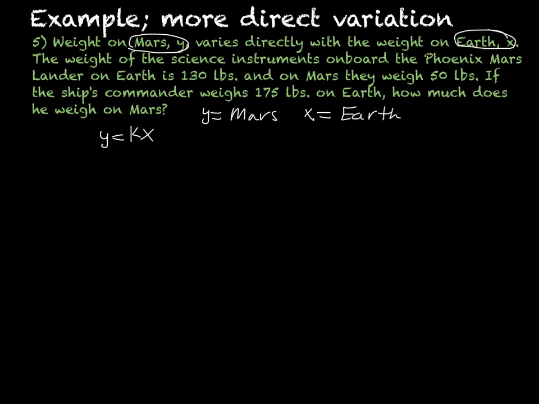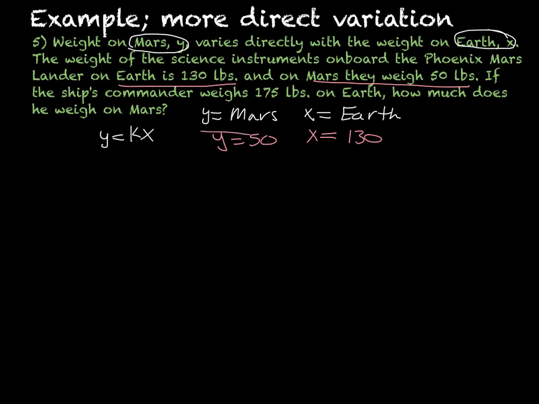Okay, now the weight of science instruments on board this ship, Phoenix Mars Lander, on Earth is 130 pounds, and on Mars, they weigh 50 pounds. Okay, so I know that when Y is 50, X, because that's Earth, is 130. So now I can find K.